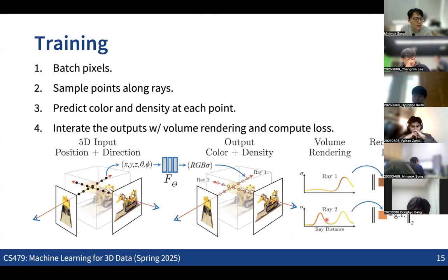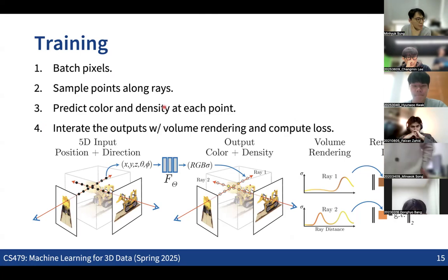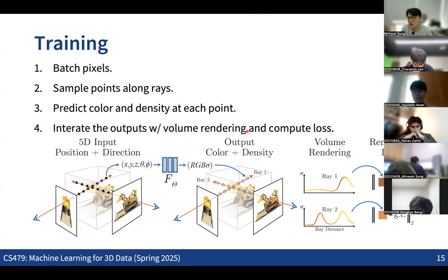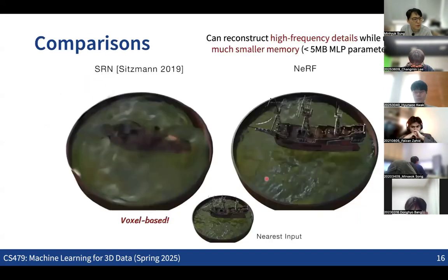So in training, it's a simple architecture: we batch the pixels, randomly sampling a bunch of pixels in each image, and sample points along the ray with intervals along the ray, doing stratified sampling. Then we predict the radiance and also the opacity information for each of the points, and calculate the volume rendering equation to determine the color for each ray. We compare that color with the color in the given image, minimizing the L2 loss and running backpropagation.